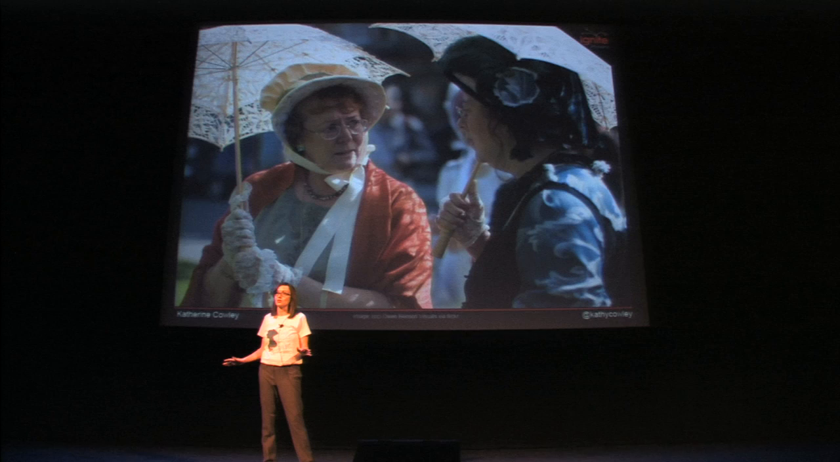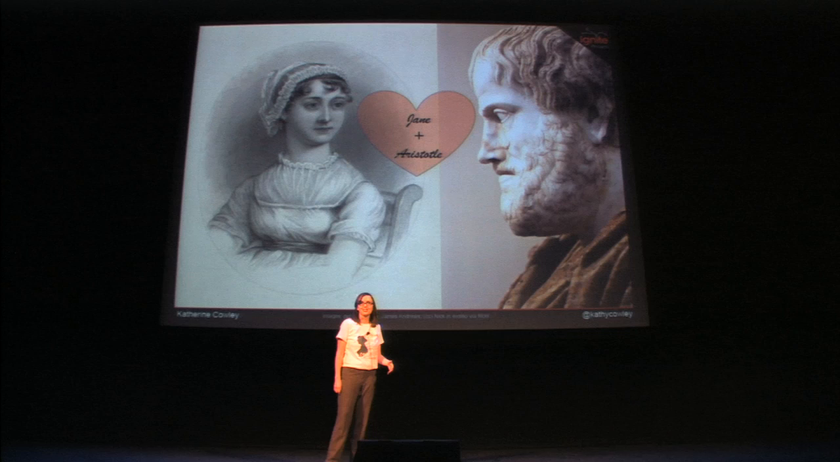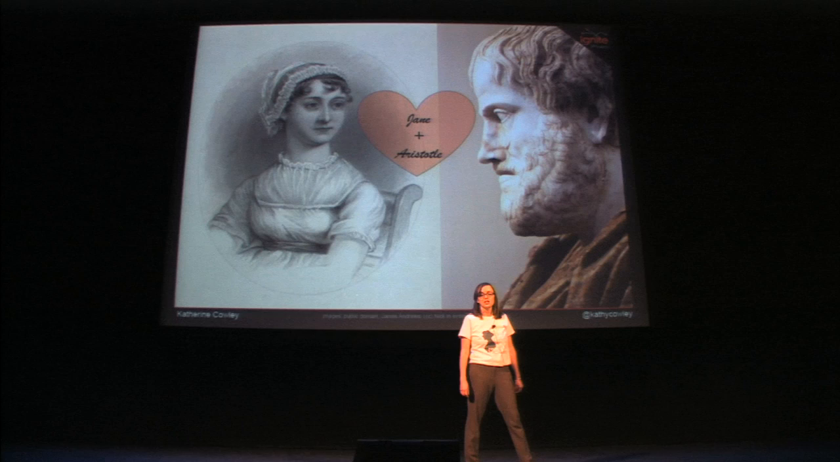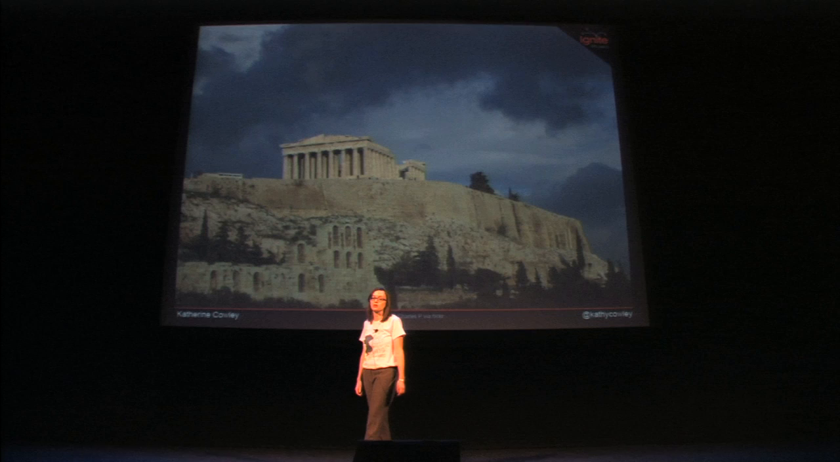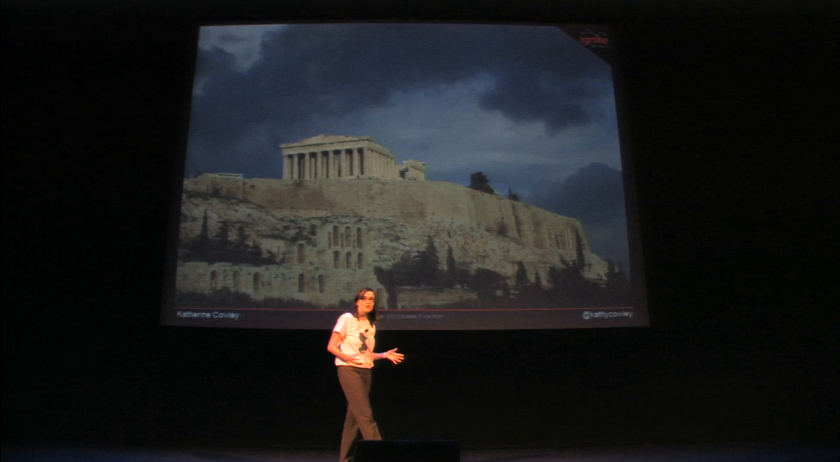The first textbook on argument was Aristotle's On Rhetoric, written over 2,300 years ago. The Greeks and the Romans absolutely loved rhetoric. Everyone from Aristotle to Cicero to Quintilian wrote about it. And the same classical principles that they described can all be found in Jane Austen's Pride and Prejudice.